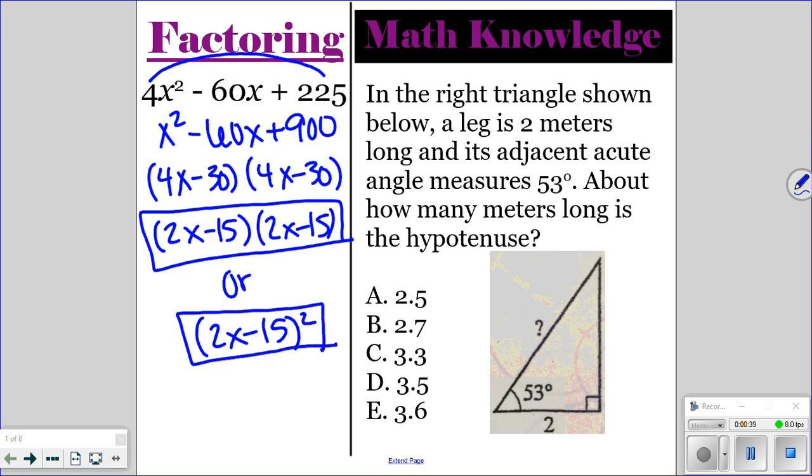For the math knowledge question, we have a right triangle, and we want to figure out how long the hypotenuse is. So we're going to use trig, and we're going to want to use the cosine of 53 is equal to 2 over the hypotenuse. So if I multiply by the hypotenuse, I have h times cosine of 53 equals 2, and then I'll divide by the cosine of 53.